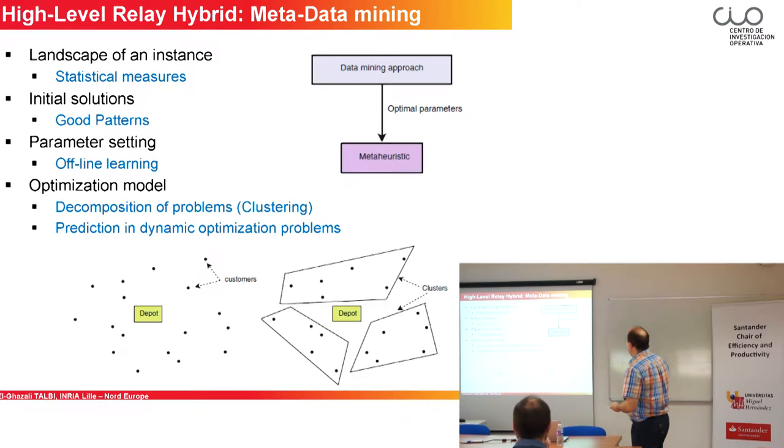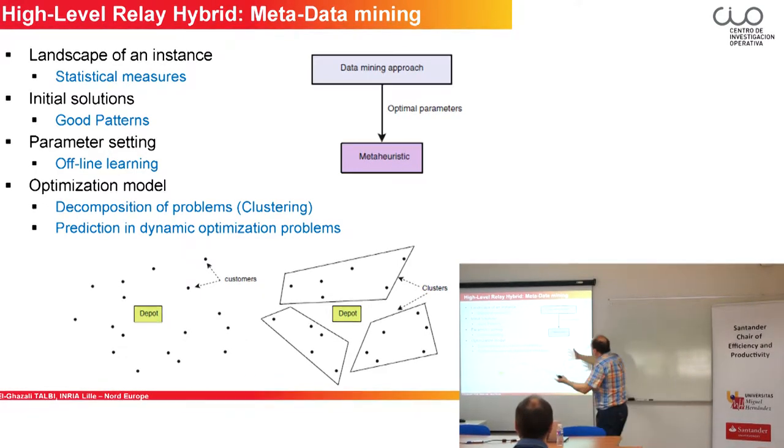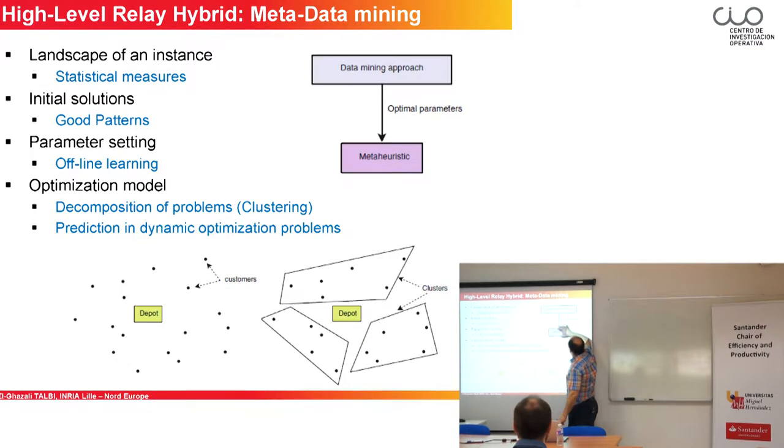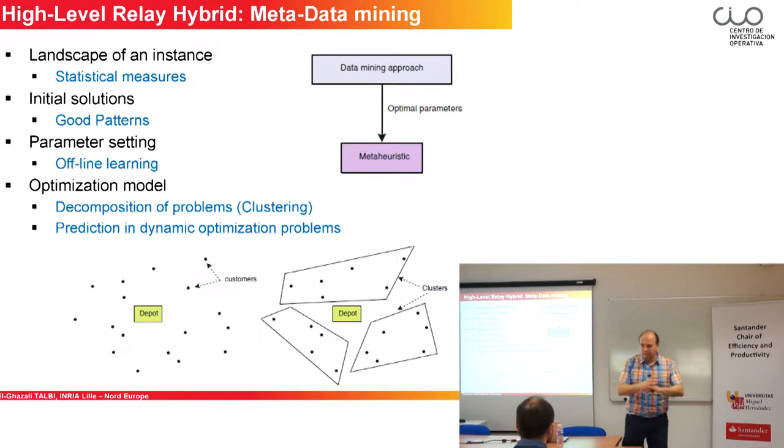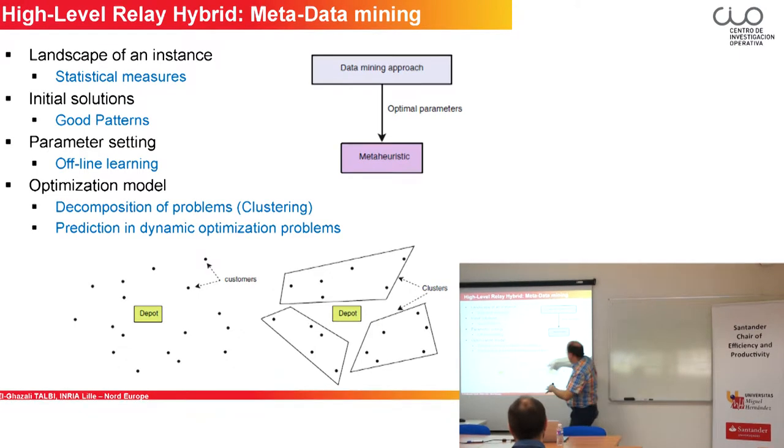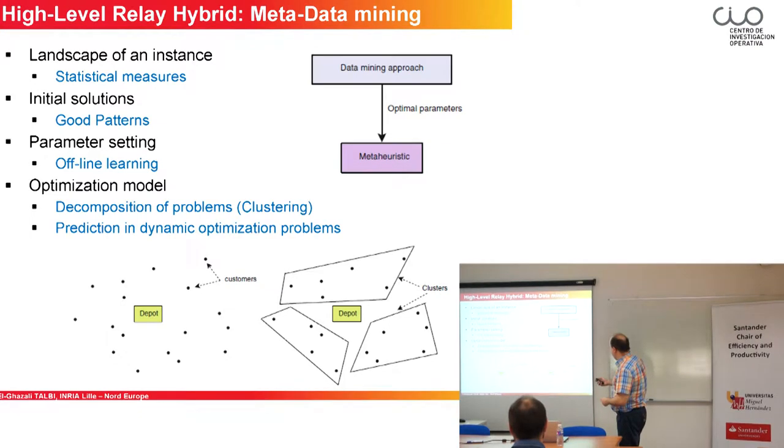Good. So, very simple ideas. High-level relay hybrid combining metaheuristics and data mining. The vehicle routing problem is a very well-known problem. You have a set of clients, a set of depots, and you have to find for each customer from which depot and what the different routes are.